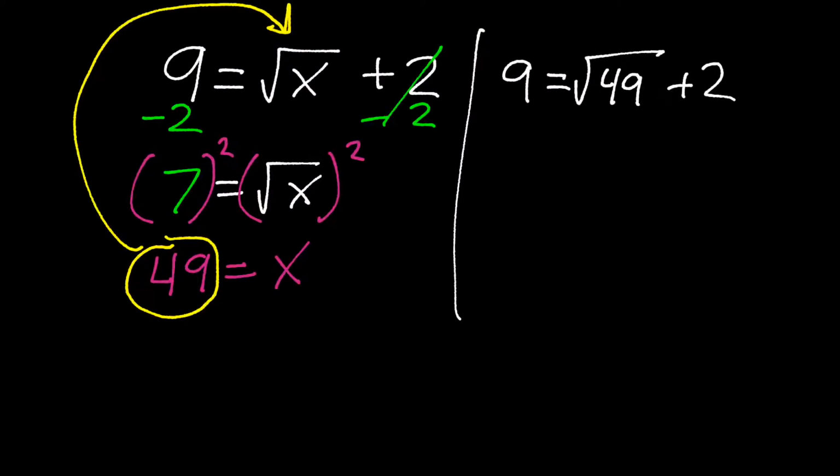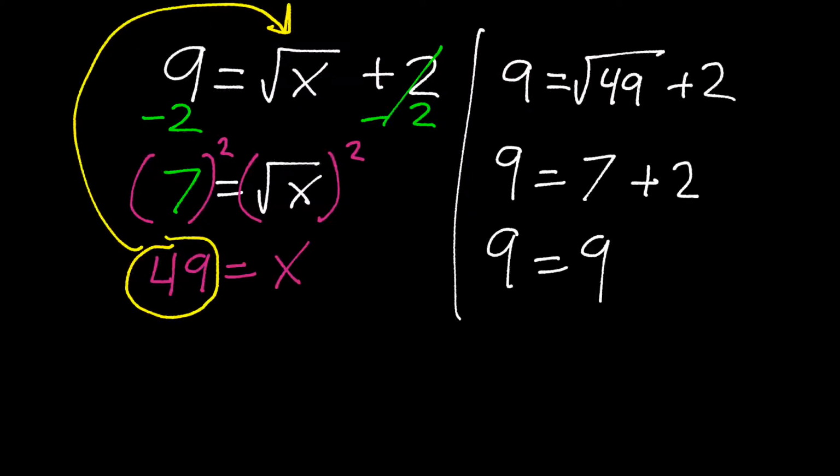Square root of 49 is plus or minus 7, but just like before, since this is a positive square root, then we want the positive version of the answer. So the square root of 49 is positive 7, plus 2, and we hope that equals 9, and what do you know? 9 equals 9. So this is a true solution.